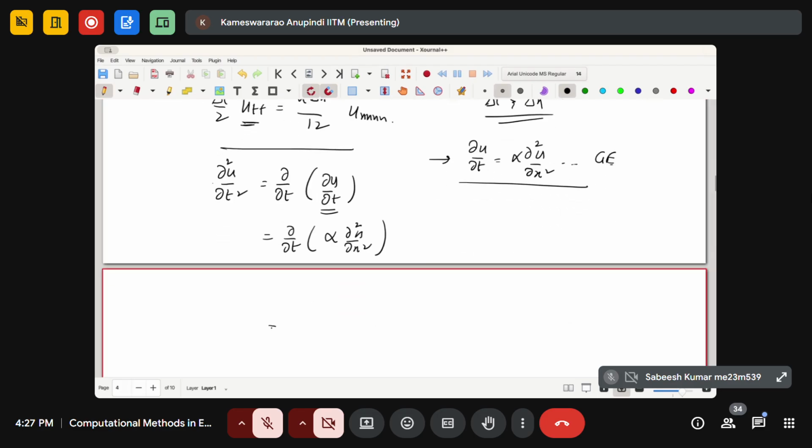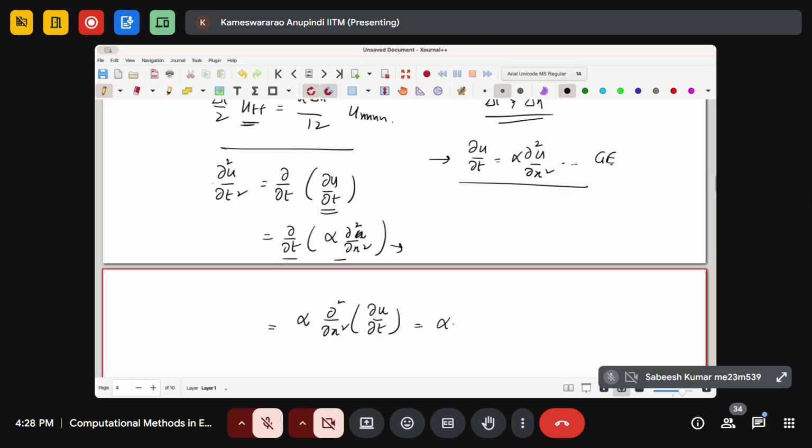Since alpha is a constant, alpha can be brought out. Similarly, assuming that the time derivative and the space derivatives commute, that means I can do the time derivative of the space derivative, or the space derivative of the time derivative, I can write this as α ∂²/∂x² of ∂u/∂t. If space and time are independent, I can exchange the order of differentiation: ∂/∂t of ∂²u/∂x² as ∂²/∂x² of ∂u/∂t.